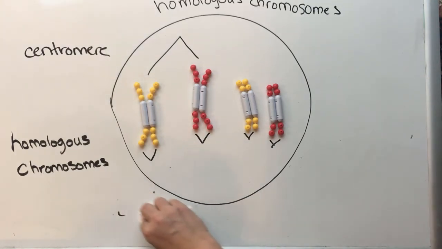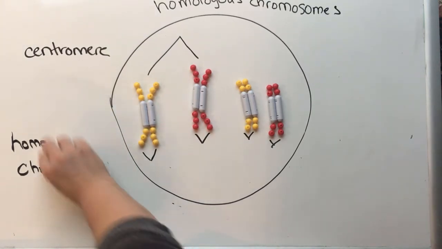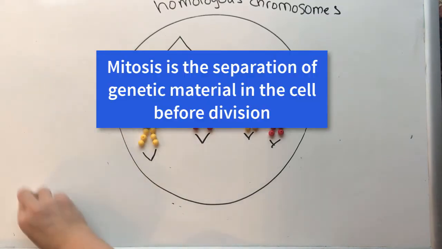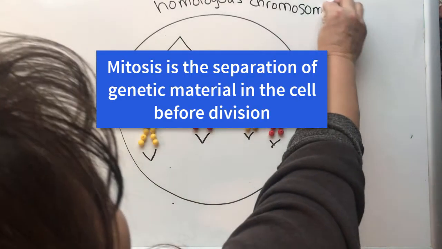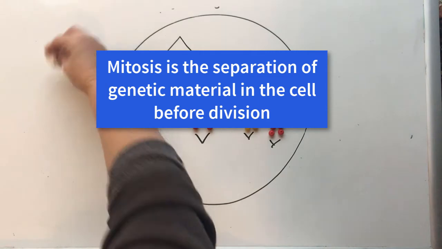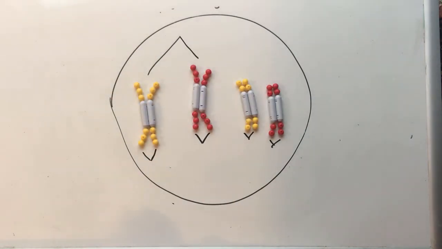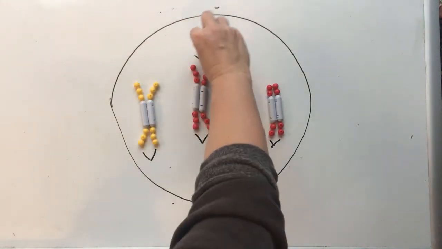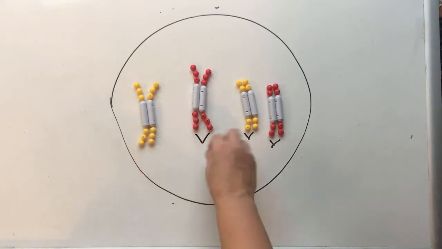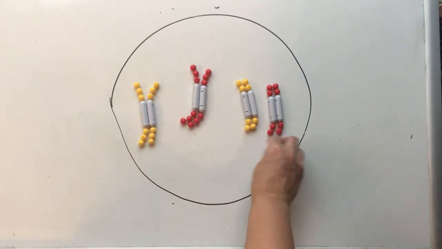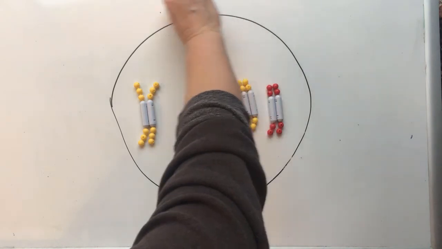At some point, it's going to be ready to go through mitosis. And this is the part where we're going to separate out all this DNA so that you can get the correct number of copies into each daughter cell. Mitosis, we're going to be making genetically identical daughter cells, 2 of them.